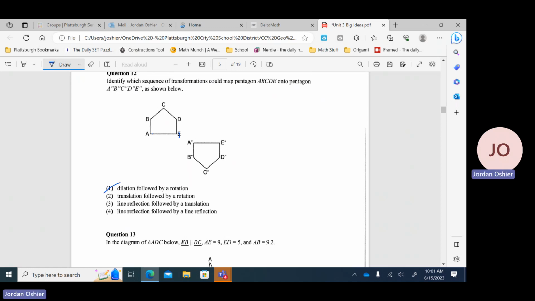And it also, where else? No, that's it. Okay. So now, was it a translation followed by a rotation or was there a reflection involved? The way to check that part is, remember, when it flips, the orientation changes.